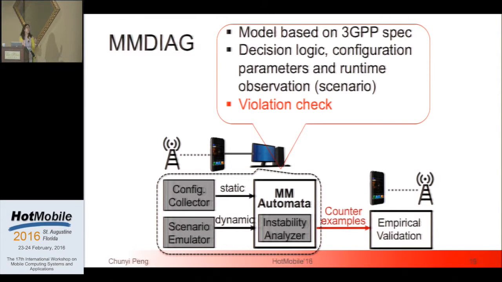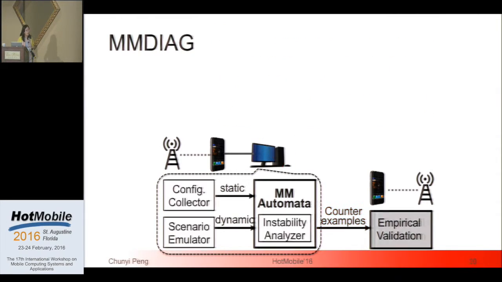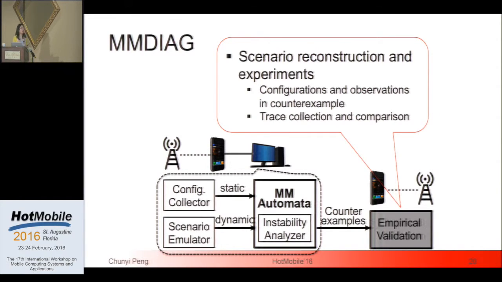During this run, we also check what violation will happen, which means instability will happen in this case. If so, we output the counterexample. And given the insight from the counterexample, we repeat. It means we reconstruct a scenario, then run an experiment in that setting and validate whether this is true or not.